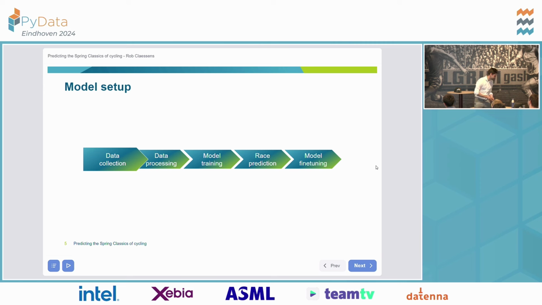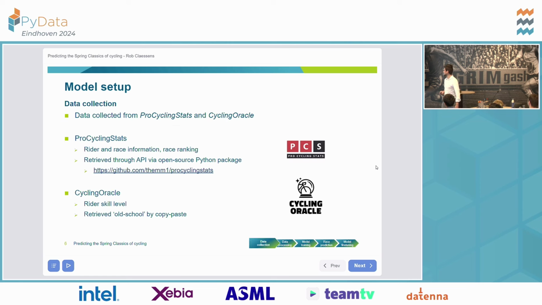That's for the introduction. So now about setting up my model. First a bit about data collection. I took data from ProCycling and Cycling Oracle. ProCycling is the first one, so there you can find a lot of information on basically all riders, but also races in the past and future, which I could retrieve via an API through an open source Python package. And secondly, there is Cycling Oracle, from which I retrieved the rider skill levels.